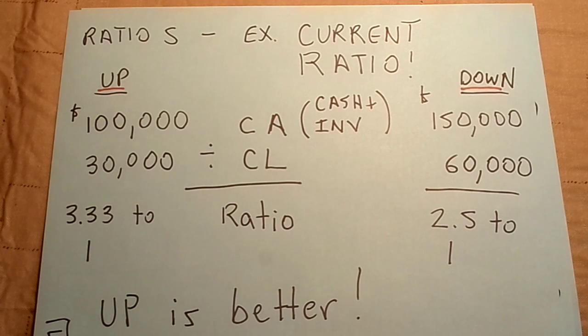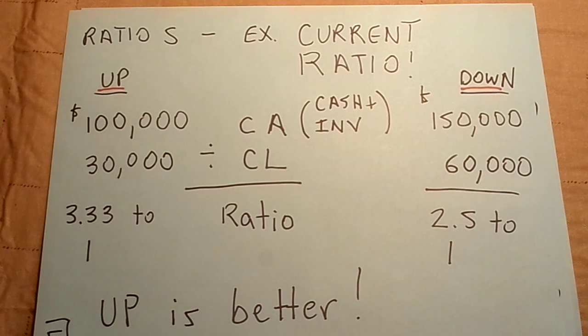Well, Up had current assets of 100,000. Remember, that was its cash plus its inventory, divided by current liabilities. The way the ratio is computed then, current assets are 3.33 to 1, which means the company has more than 3 times the amount of current assets it needs to pay its current liabilities right now.